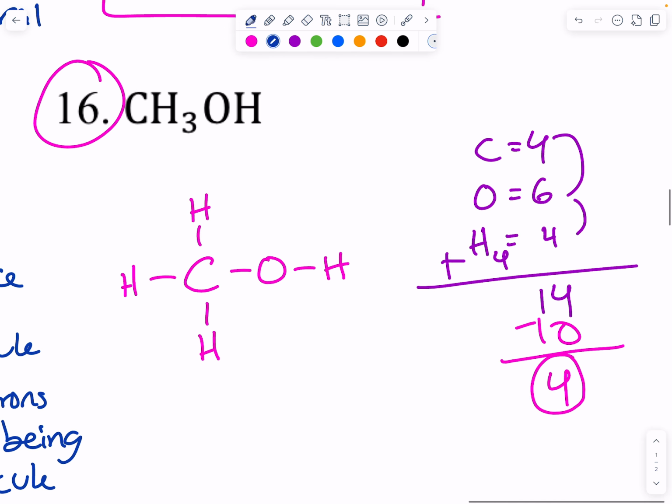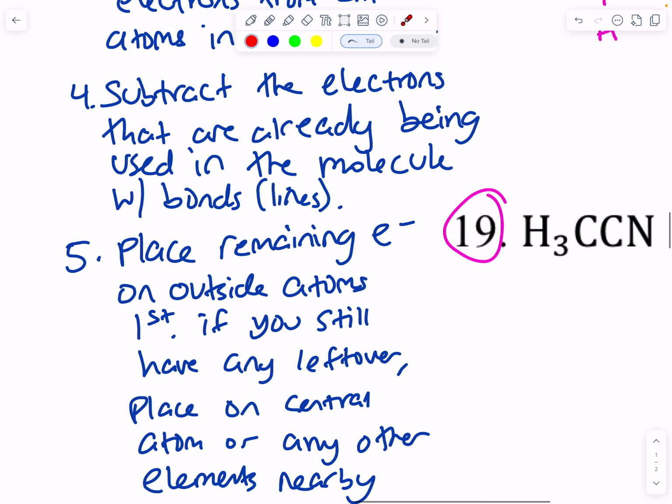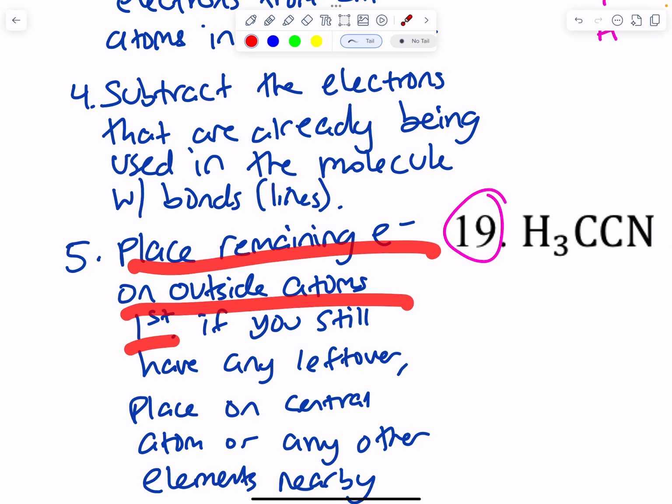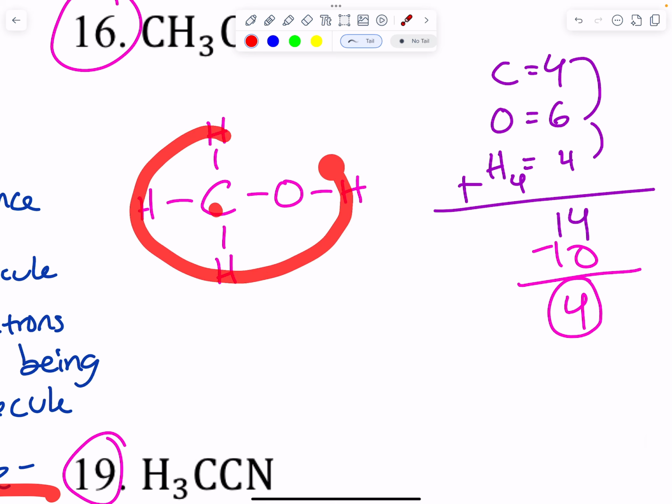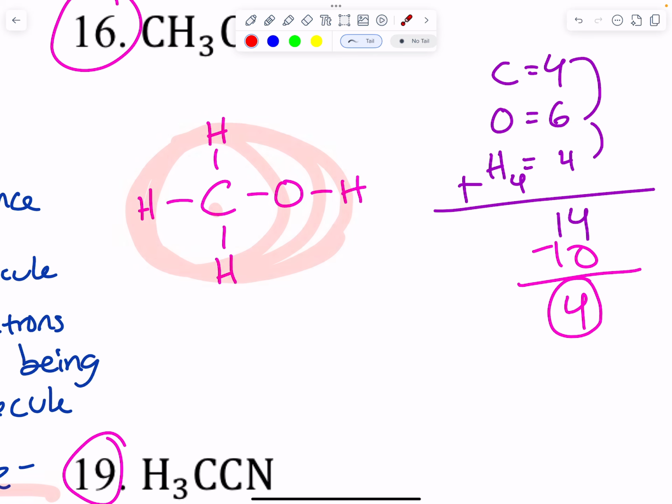Perfect. So, going back, we have 4 left over, and these will be my valence electrons. The step says, place remaining on outside atoms first. So, my outside atoms, here's the central, okay? I could even count oxygen as an outside atom, but let's not say that, because right now he's not really outside. He's in the middle. You see that? The hydrogens are all on the outside.